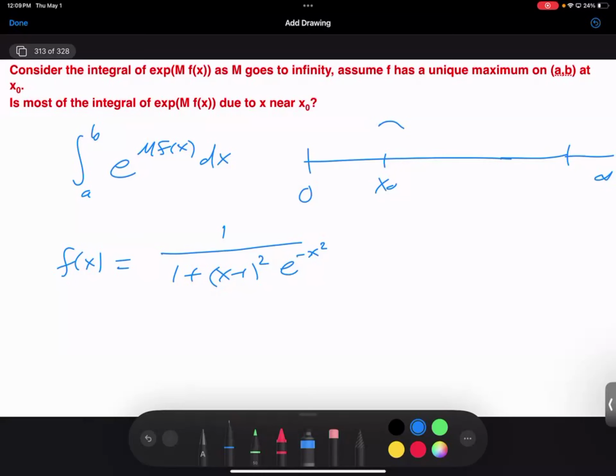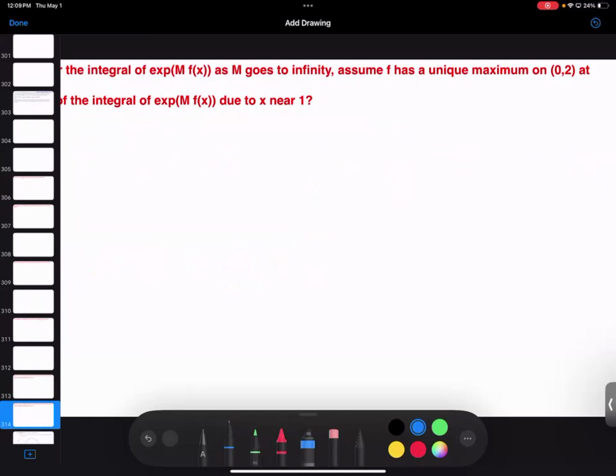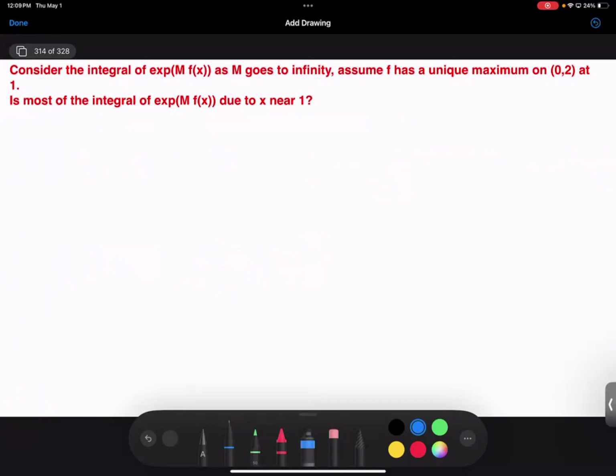And so the problem is then modified that whenever you see an infinity is always a danger sign in mathematics. So what if you no longer have the infinity? So what if we have the interval 0, 2? Is most of the integral going to now be what's happening at 1?